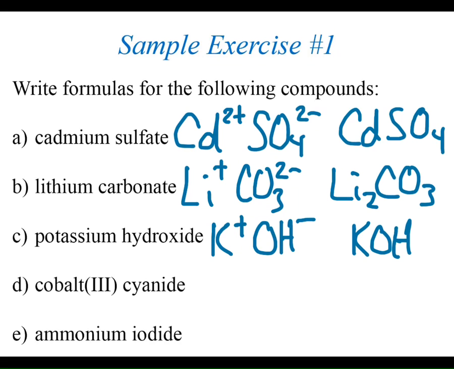Okay, cobalt 3 cyanide. What's the charge on cobalt? 3. Oh, yeah, that's an easy one, right? Because it told you right there. Roman numeral 3, so I write 3 plus. What's cyanide? CN negative. Okay, how do I make a 3 and a 1 balance out? 3 cyanide. Okay, I need to write 3 cyanides.